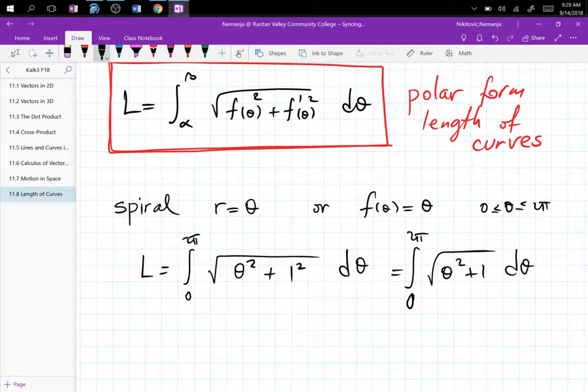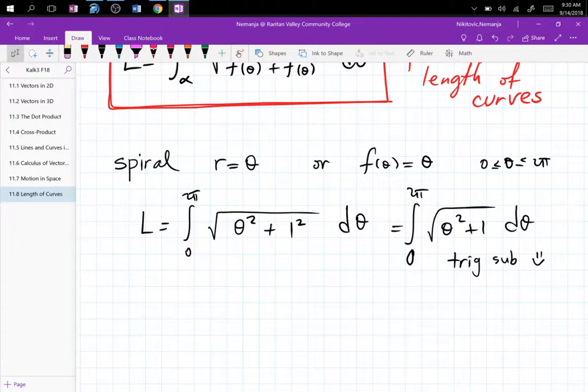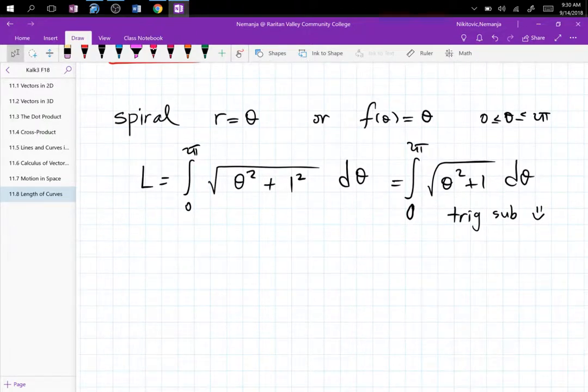So, how do we integrate this? Yes. Trig sub. Should we do this Calc2 thing here, or just go for the... You love trig sub? Shall we do it? All right. You love trig sub. I know you destroyed that exam last time, so it's good. All right, let's do some trig sub.